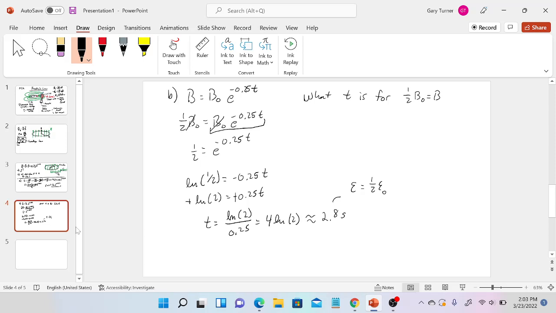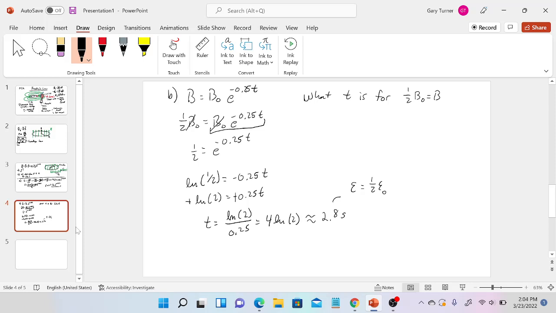So if I had an ammeter hooked up in this circuit, I would just watch my ammeter plummet. I would just watch my ammeter drop. After 2.8 seconds, it would drop by a factor of 2. After another 2.8 seconds, it would drop by a factor of 4. After another 2.8 seconds, it would drop by a factor of 8, and so on.